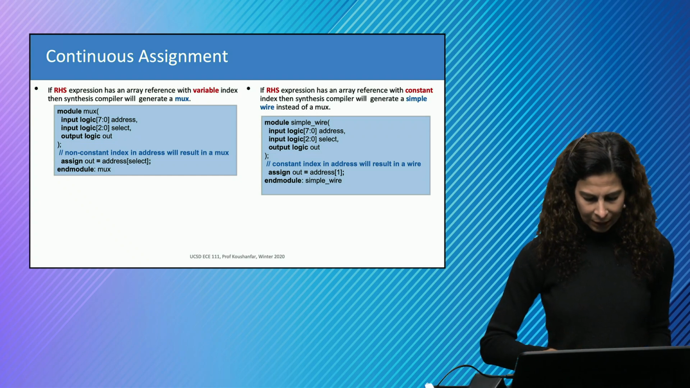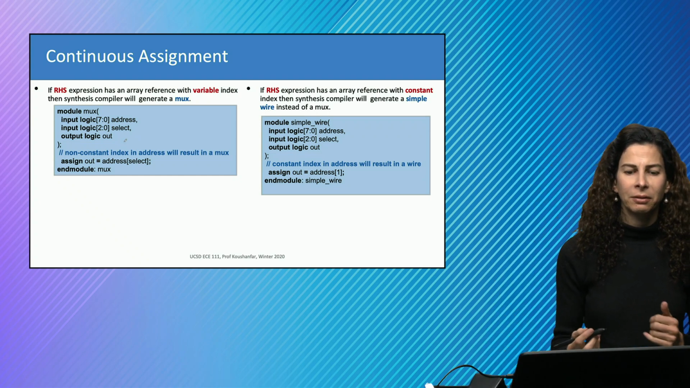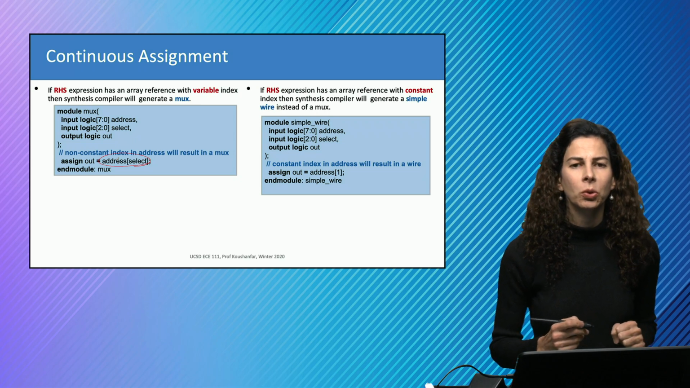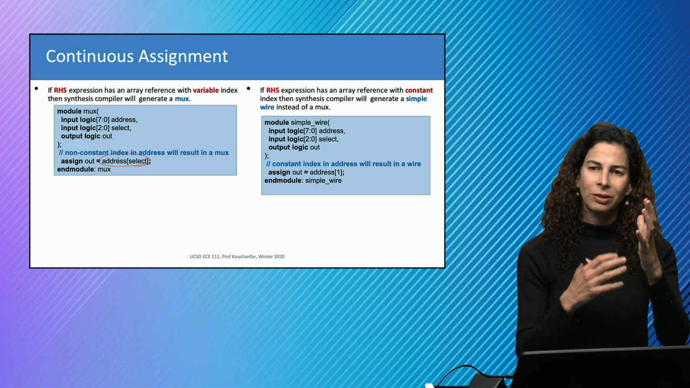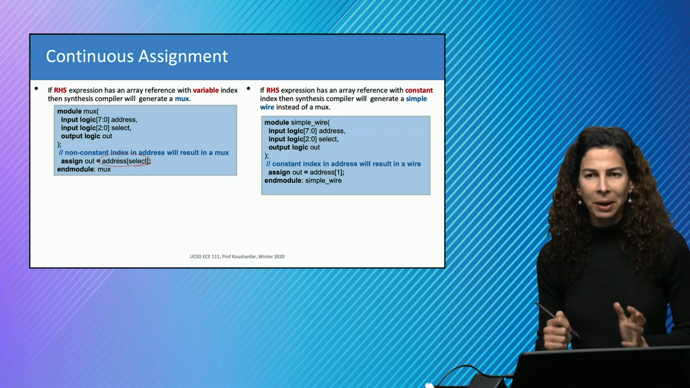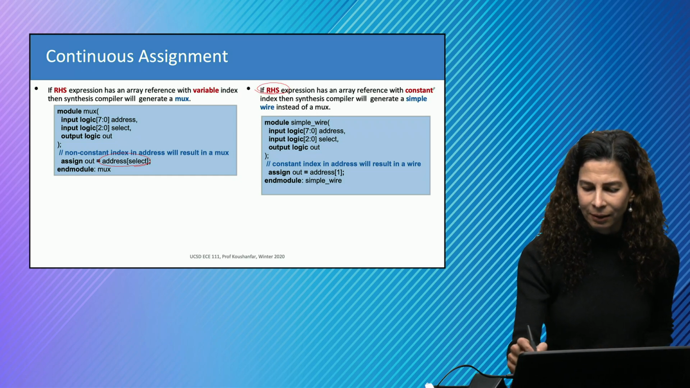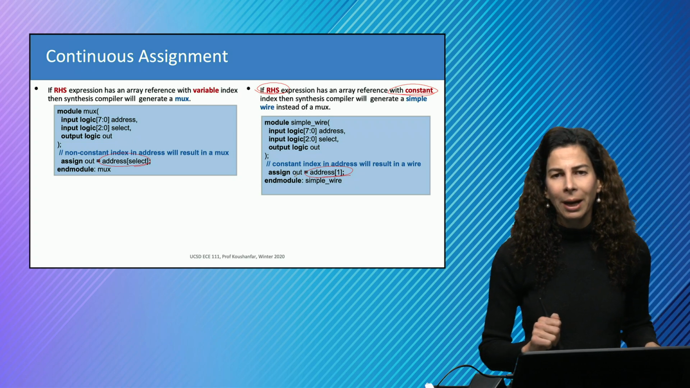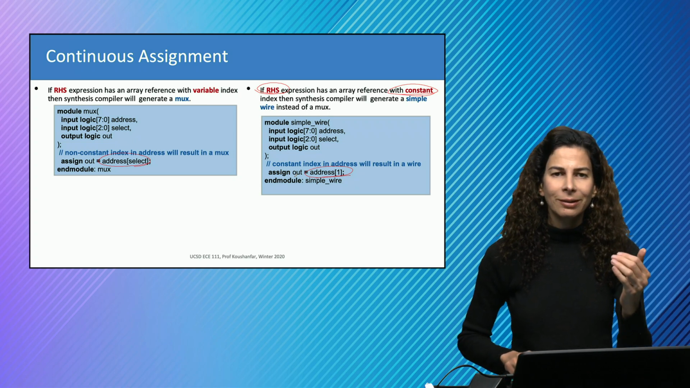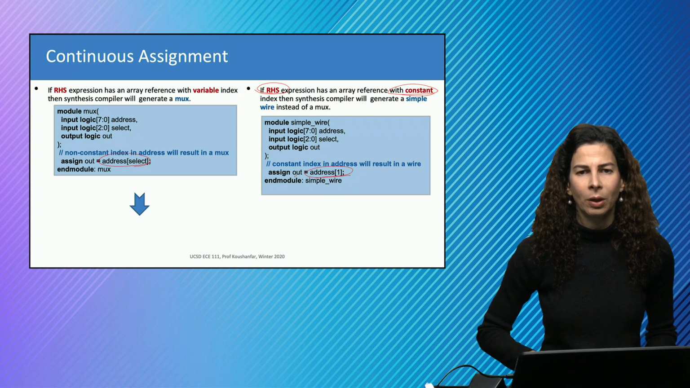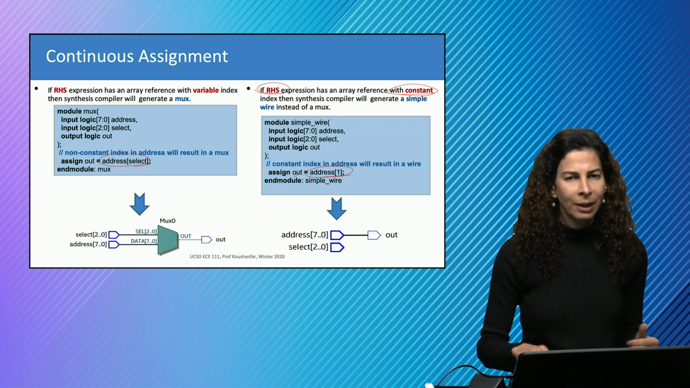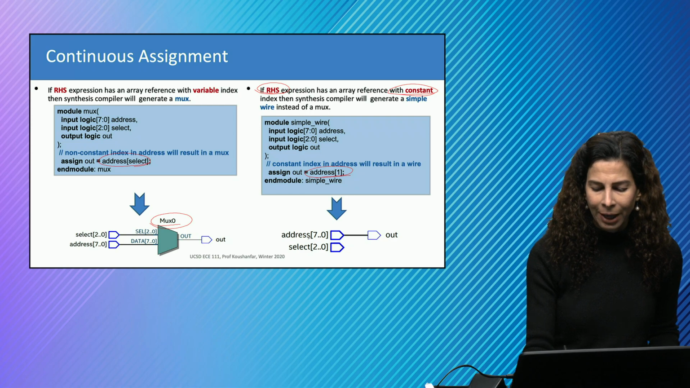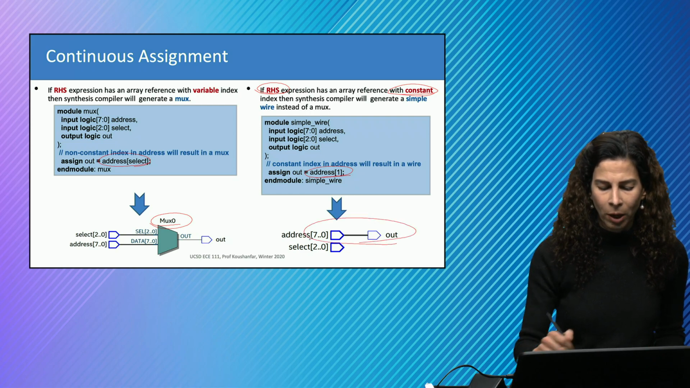More on continuous assignment. If the right-hand side has an array reference with variables, so there are different possibilities for the right-hand side, then we are going to generate a mux, because the mux is going to select between the various possibilities available. However, if this right-hand side is a constant value, like we see here, just a specific address, it's just going to generate a wire. And we see the difference when we synthesize this into actual hardware. So we have an array, it's going to select between the array elements, it's going to generate a mux, but if we have a defined value, it's just going to be a wire, as you can see here.